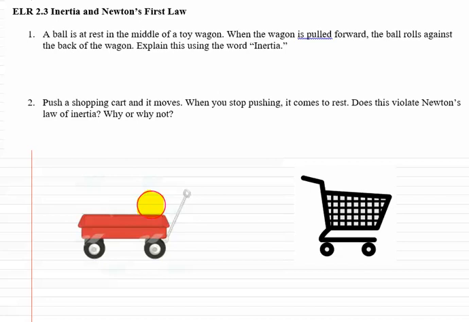For ELR 2.3, it's all about inertia and Newton's first law. In the first question, it's talking about a ball at rest in the middle of a toy wagon. So I've got my toy wagon and my ball sitting on top of the toy wagon, and the wagon is pulled forward and the ball rolls against the back of the wagon.